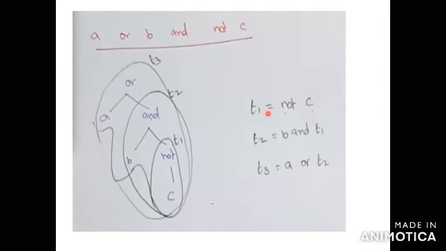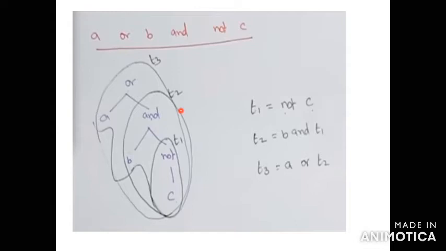So T1 is not C. B and T1 is T2. Then T3 is A OR T2. So you got the idea? Not C is T1, B and T1 is T2, A OR T2 is T3. It's correct. This is the numerical representation of a Boolean expression, and this diagram indicates the numerical representation of a Boolean expression.